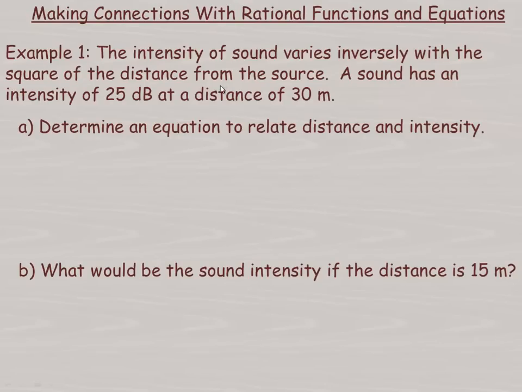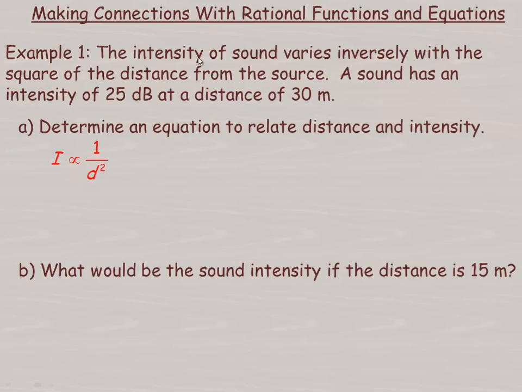In this video, we'll take a look at making some connections with rational functions and their equations and look at a couple of applications. In the first example, we're told the intensity of sound varies inversely with the square of the distance from the source. And we're told a specific example: the intensity is 25 decibels at a distance of 30 meters. And we're asked in A to find an equation to relate distance and intensity.